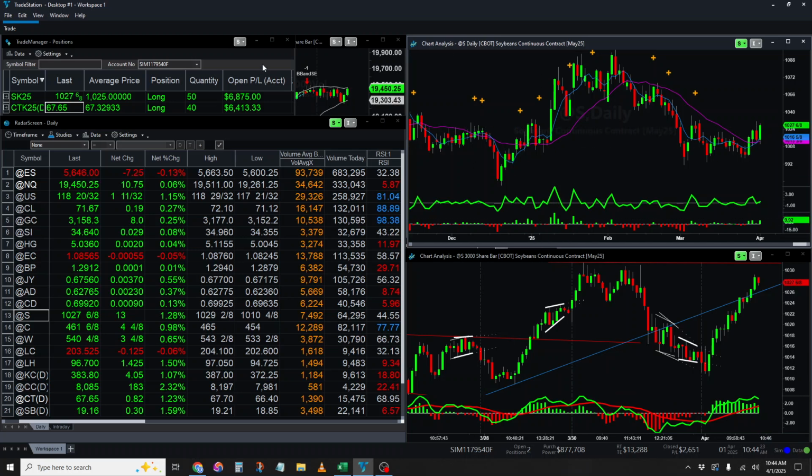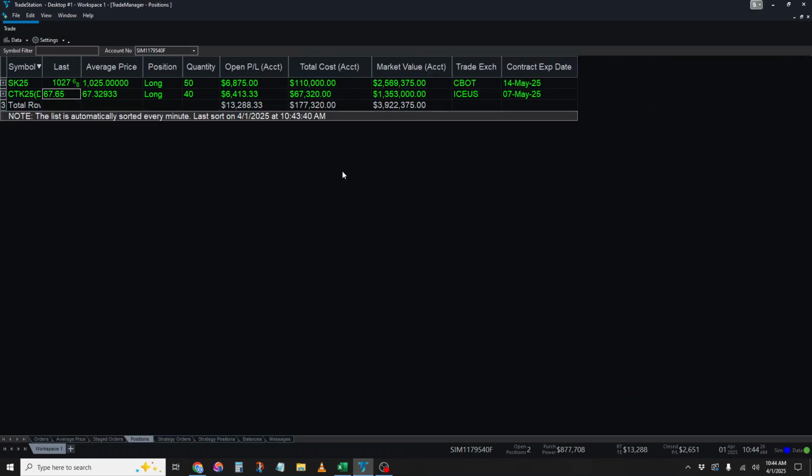But the other thing I want to show you real quick is the margin situation. You look at total cost here. Now I did sell 20 of the cotton, so a third of the position. I had 60, now I'm down to 40. This was the total cost here. This column, total cost 110,000, is the amount of margin that this account is using up. This was around 100,000. It's down to 67,000. So out of a $1 million account, I'm using up 177,000 in margin. So 17%, you could say, 10% in one and 7% in the other.